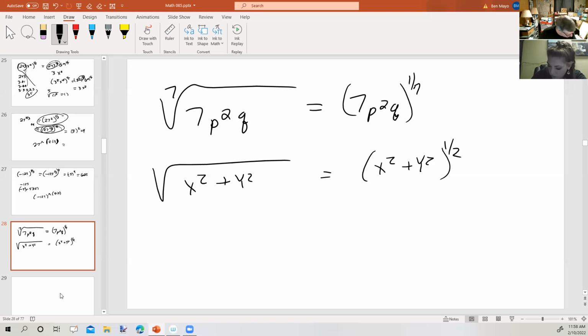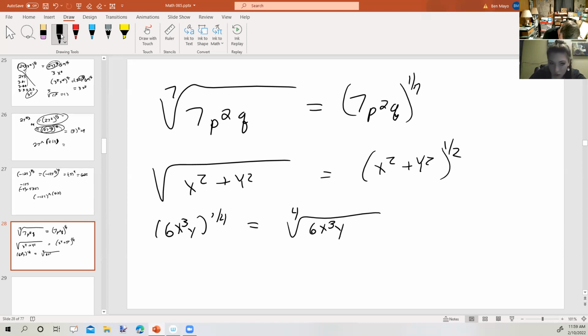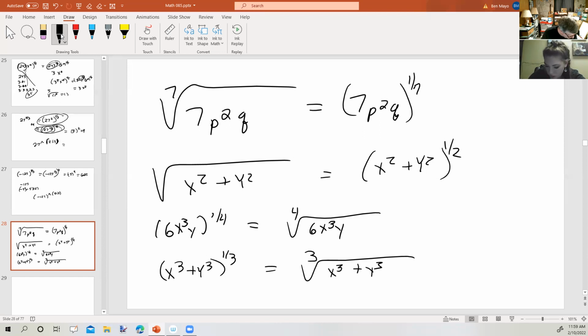Let's go the other direction. Let's take some exponential expressions and write them as radicals. 6x cubed y to the 1/4 power would be the 4th root of 6x cubed y. x cubed plus y cubed, the quantity to the 1/3 power, would be the cube root of the quantity x cubed plus y cubed. Okay. Questions there?